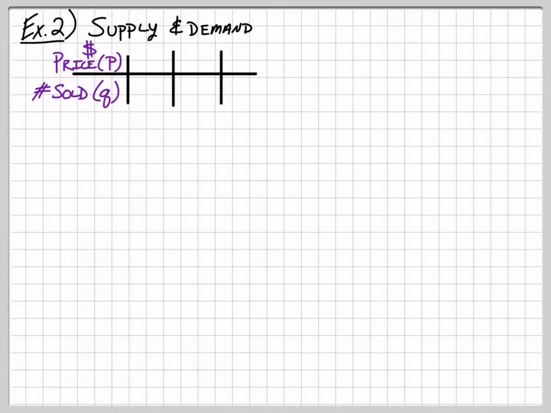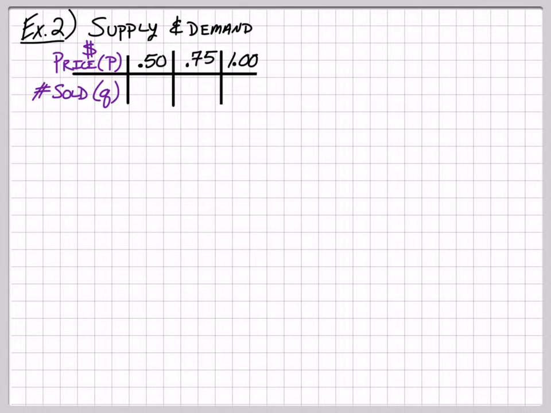The top row is price P, that's in dollars. The bottom row is the number sold, that's going to be our variable Q. And so we're going to look at what happens as the price of this thing changes. So let's give a couple, 3 different prices. So the first one's 50 cents, 75 cents, $1. And maybe these represent drinks out of a vending machine or something.